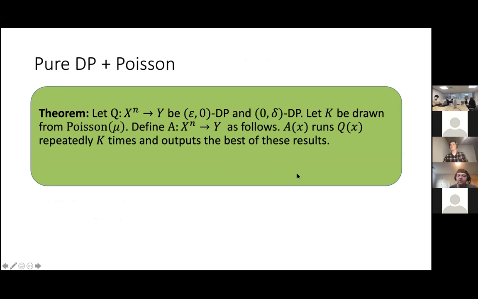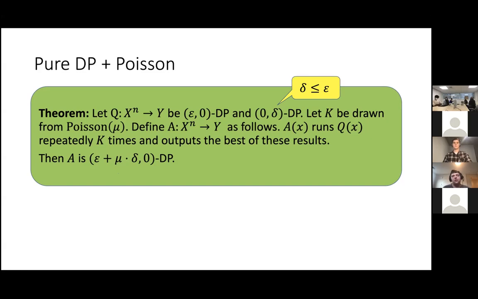Now we're going to draw K from a Poisson distribution with mean mu. We define the repeated algorithm A as before: we repeat a random number of times K and output the best. This is going to have a pure DP guarantee with epsilon, the original epsilon plus mu, the mean number of repetitions, times this delta parameter. Delta is always at most epsilon, since we can always bound the total variation distance by the max divergence.